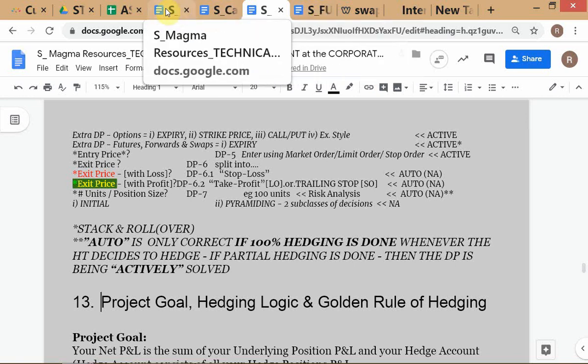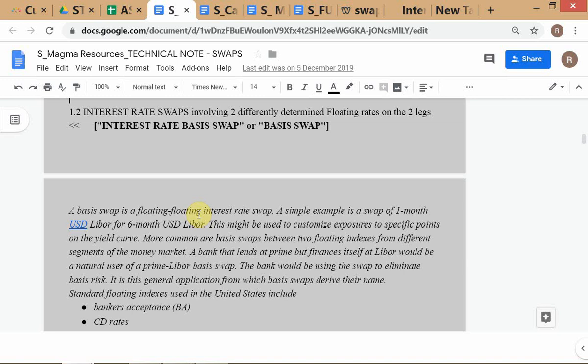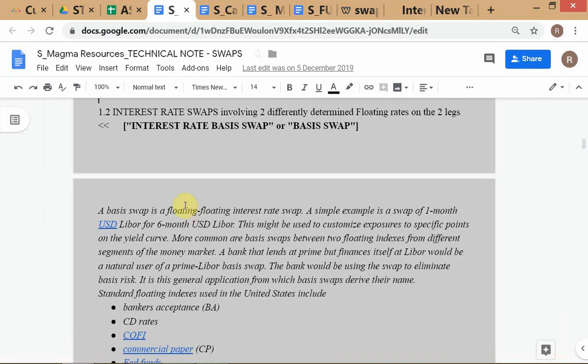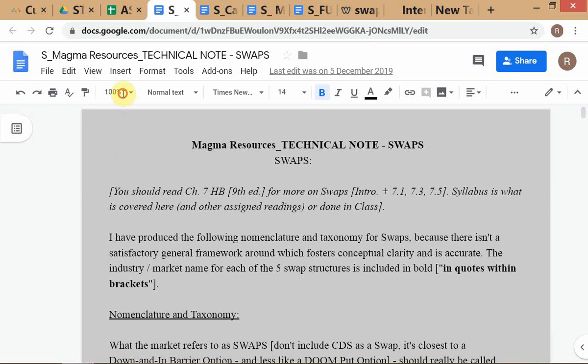Okay, where is this futures? I think this is the one for swaps. Yeah, okay. So let's go to swaps. Okay, so let's first be clear about the, what is the zoom here? Yeah, okay, finally we have 100%.